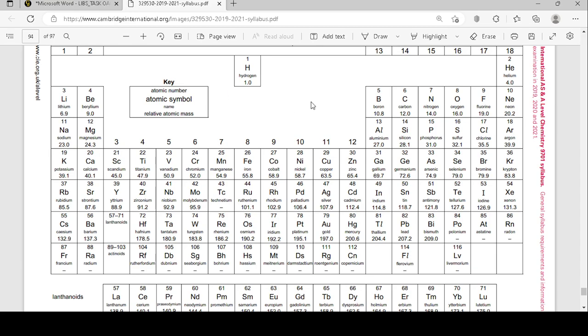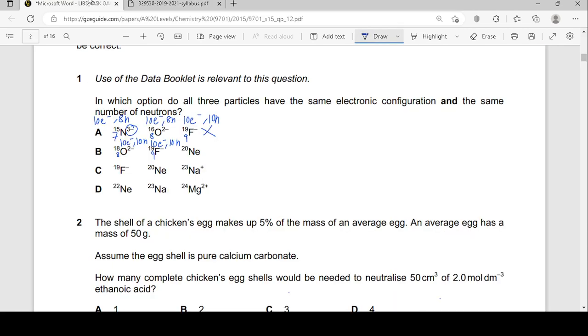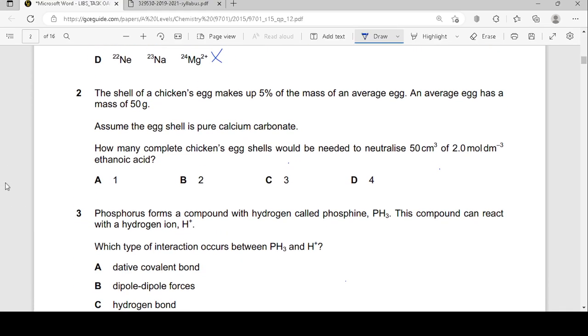Then neon, where is neon? It has 10 protons and no charge, so it has 10 electrons as well. And 20 minus 10 is 10 neutrons. I have already got my answer, haven't I? I don't really need to check the other options, but you can check them on your own if you want. I'm just going to directly say that the answer is B. Next question.